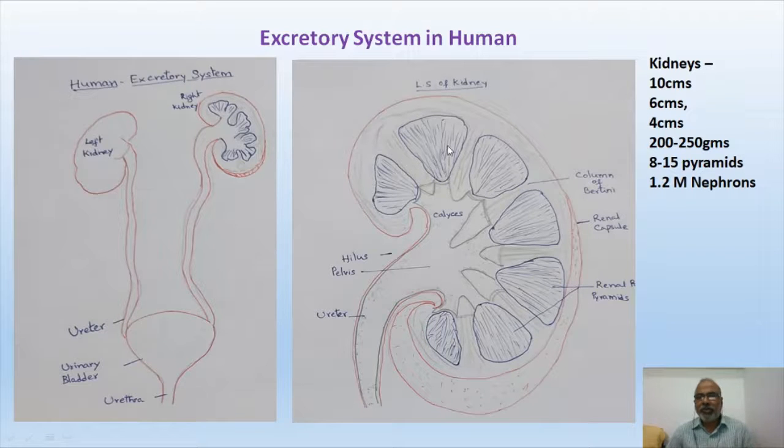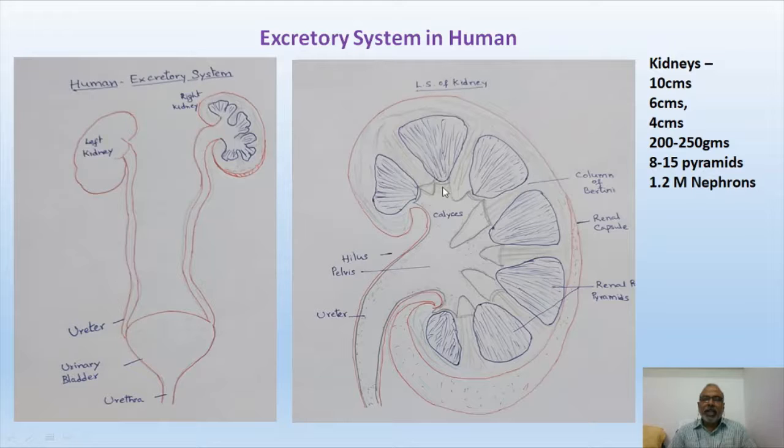The cortical nephrons are situated at the junction, and the juxtamedullary nephrons have Henle's loop situated deep inside the medulla. The medulla at its conical inner projection has small pores. These are called renal papillae. These renal papillae open into funnel-like structures, here you see 1, 2, 3 like that. These funnel-like structures are called calyces.